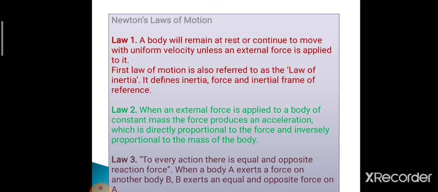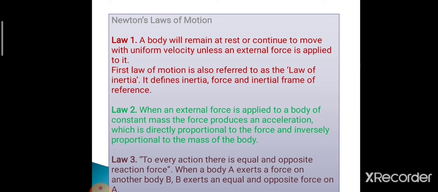Coming to Newton's laws of motion, according to the first law, a body will remain in its state of rest or state of uniform motion unless and until an external force acts on it. The first law of motion is also known as the law of inertia.